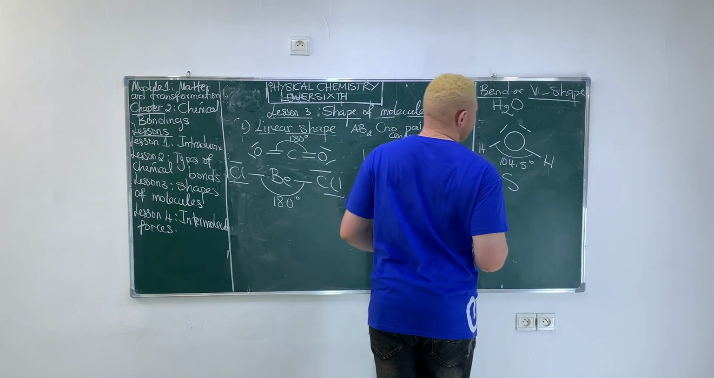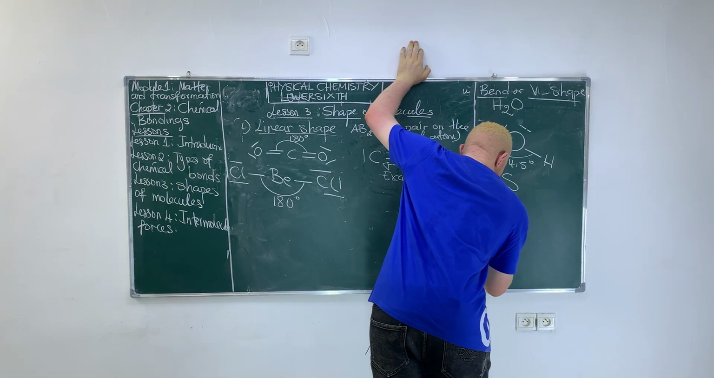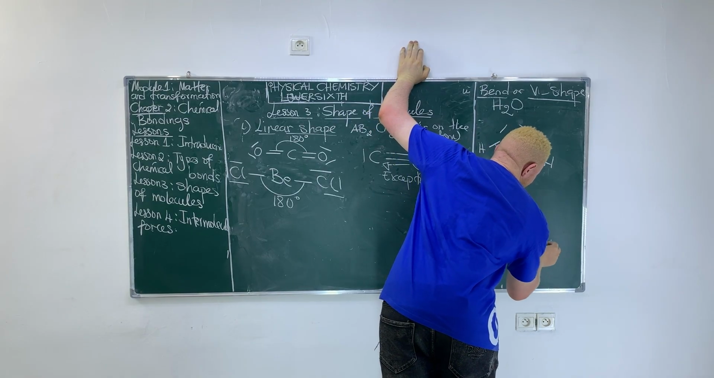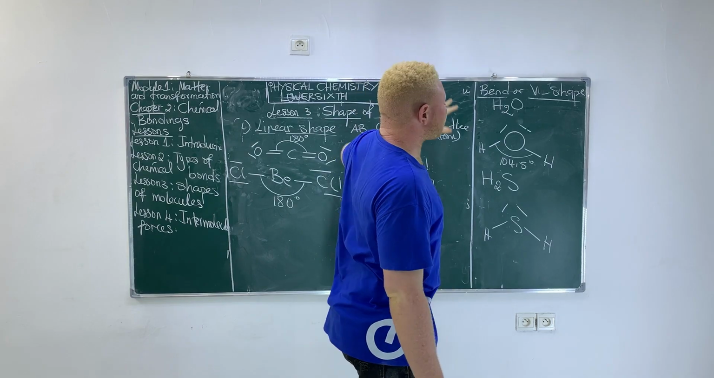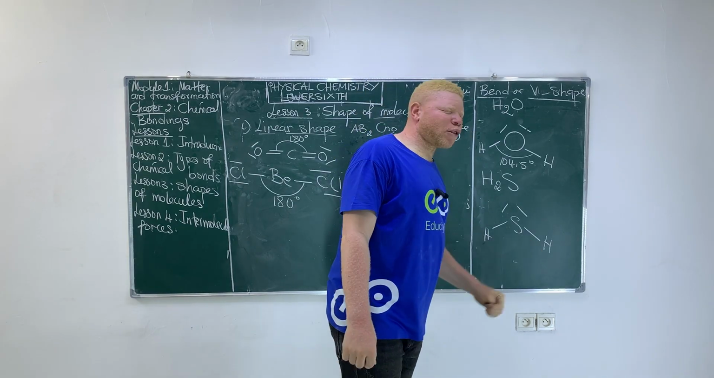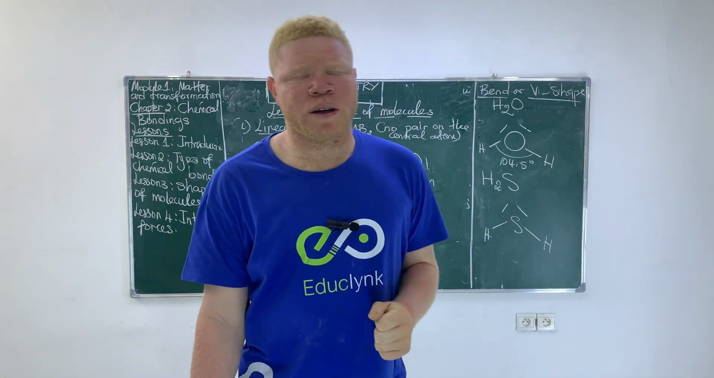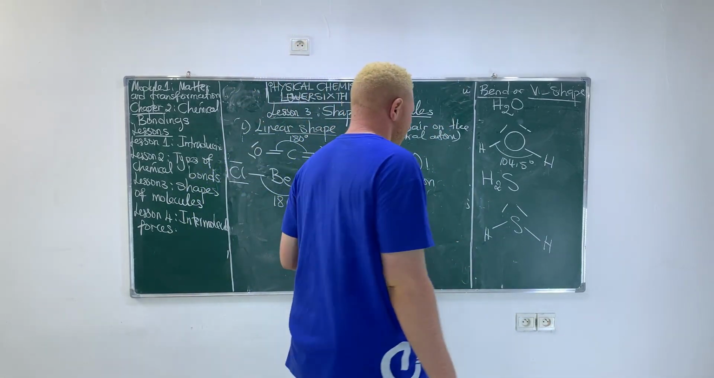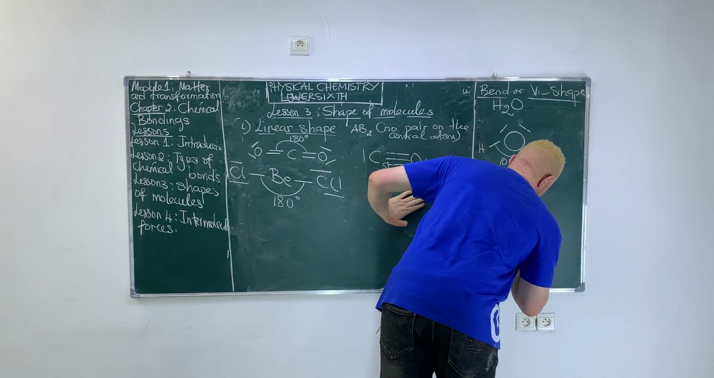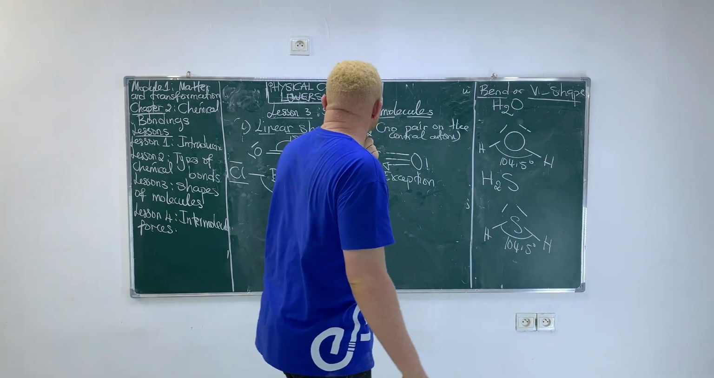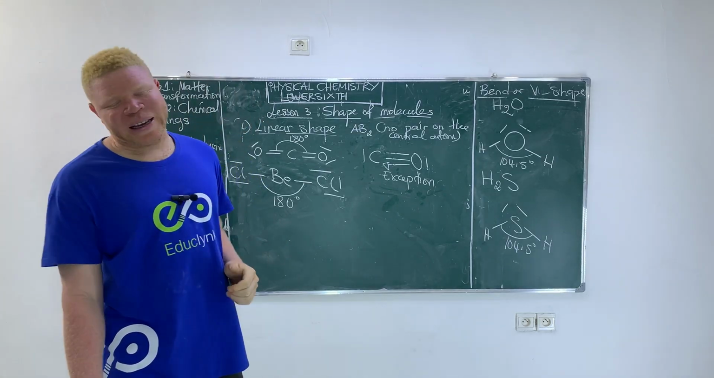Hydrogen sulfide. Here we can have sulfur bonded to H, with lone pairs of electrons. So the lone pair of electrons also pushes these H atoms on one side of the plane, thereby giving a covalent bond a V-shaped structure. So here the bond angle is 104.5 degrees.